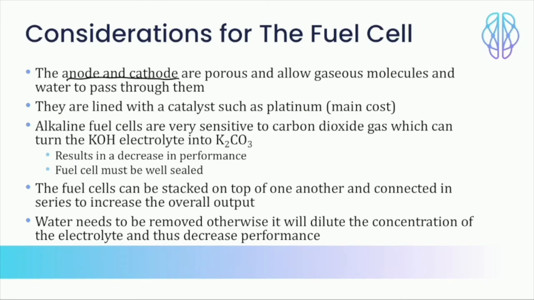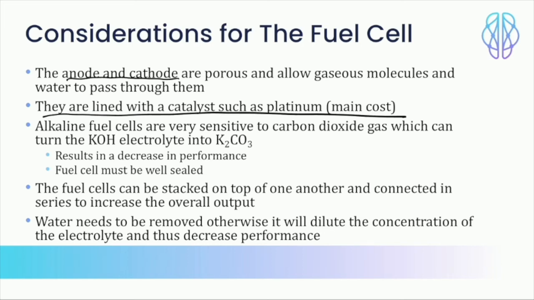Firstly, the anode and cathode that we're talking about are porous in nature. So they're not big blocks of metal. They have fine little pores in them that allow the gases to freely float through or diffuse across. Also, these anodes and cathodes are lined by catalysts such as platinum, which helps the reaction proceed.